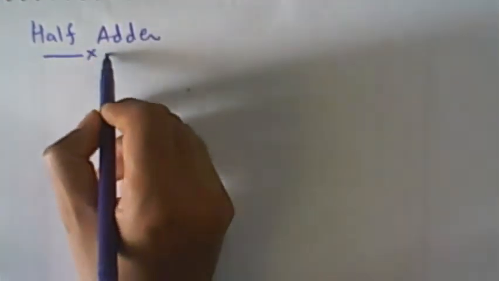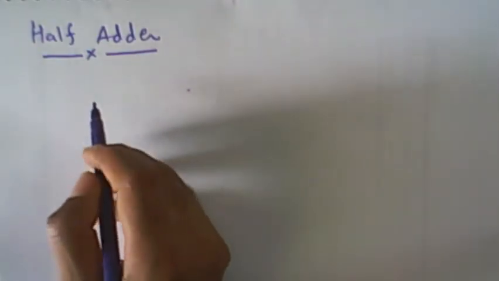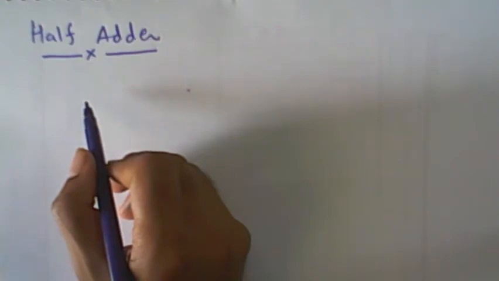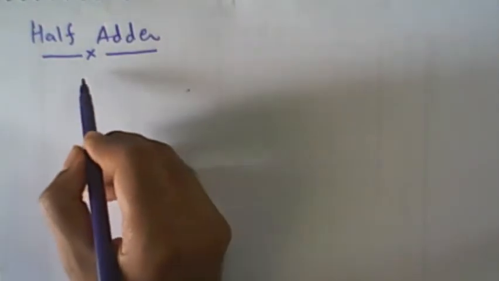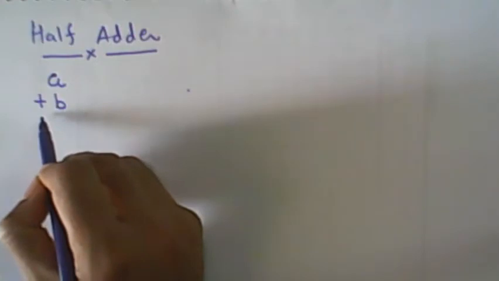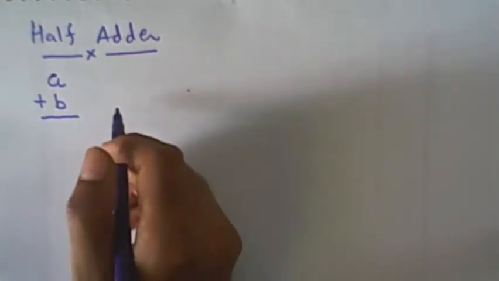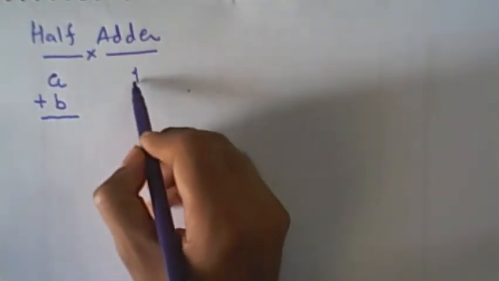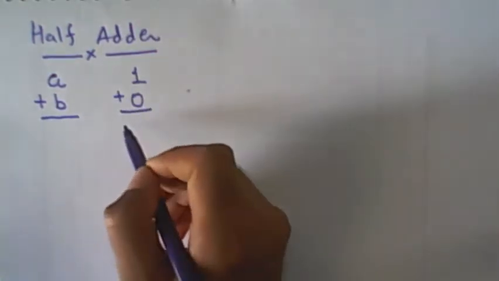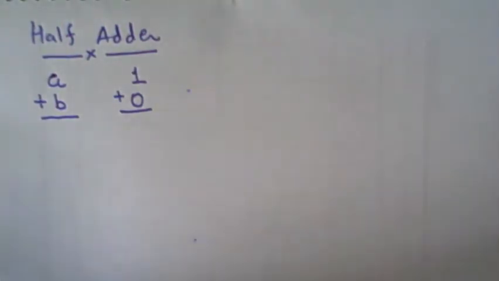So first of all, what is the definition of a half adder? A half adder is called a 2-bit adder. If we want to add any 2 bits, suppose one bit is A and I want to add it with another bit B, this is called a half adder, right? Suppose A is 1 and B is 0 and I want to add them, that is called a half adder. So this is the definition of a half adder.